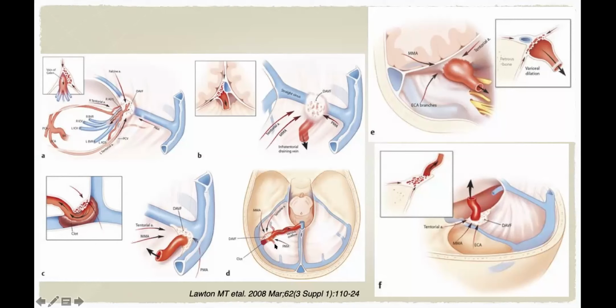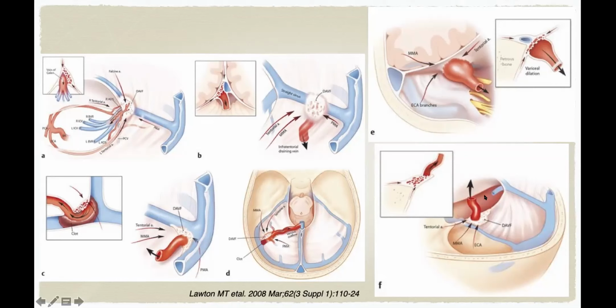In the tentorial AV fistulas, these are draining in the floor of the occipital lobe. Hence, the exposure will be suboccipital, and then we can coagulate and cut the draining vein here. In the superior petrosal dural AV fistula, the draining vein is basically the superior petrosal sinus. That's why we have to expose it through an extended retrosigmoid approach, by which we can cut it. We have an example for this, which I will be displaying further.